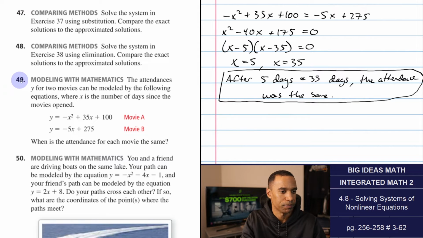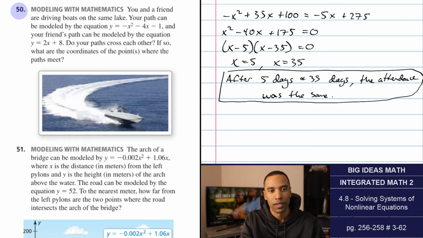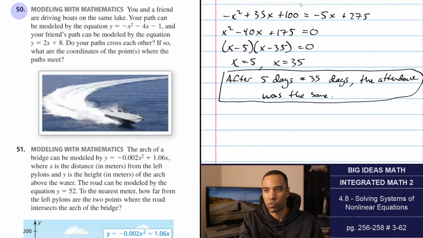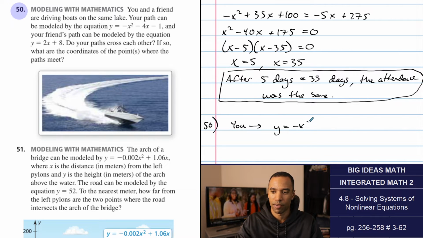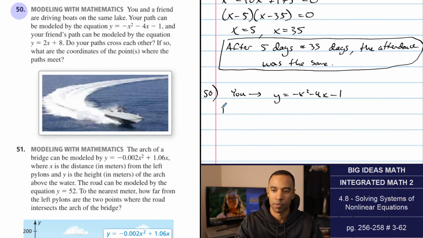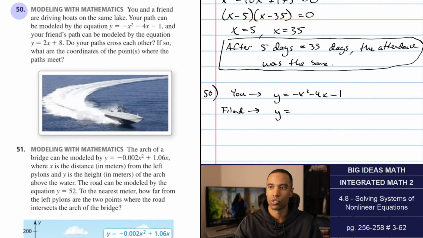Number 50. You and a friend are driving boats on the same lake. Your path can be modeled by this. So this is you: y equals negative x squared minus 4x minus 1. Your friend's path can be modeled by, your friend is so linear, y equals 2x plus 8. I'm leaning toward using elimination.